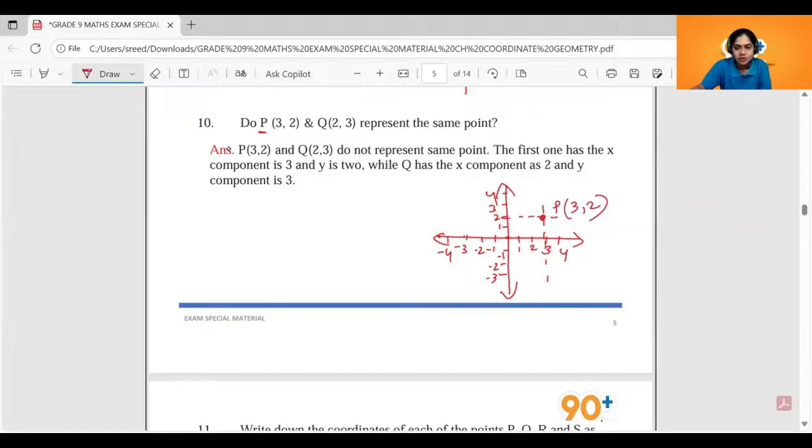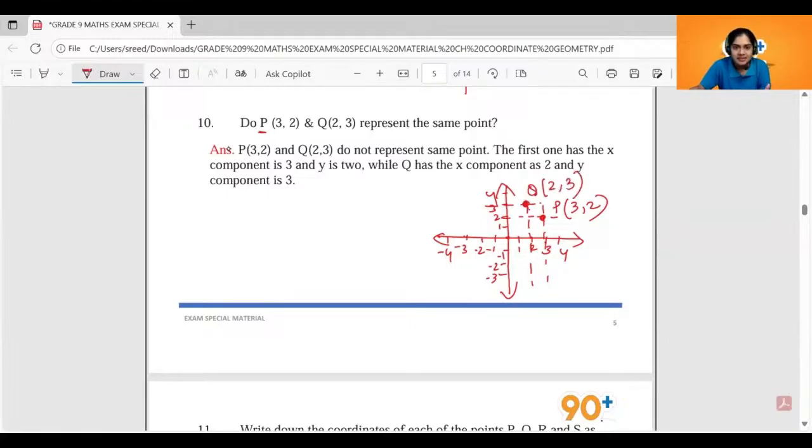And the second one is (2, 3), Q(2, 3). Okay, 2 is again positive on the x-axis and 3 is here, the meeting point. So by drawing the perpendicular, it's Q(2, 3), right?